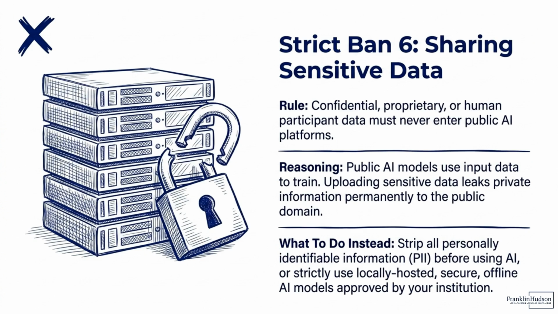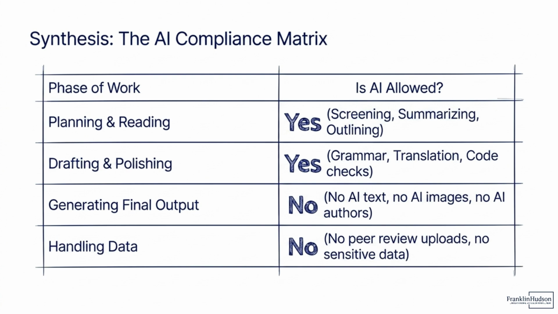Your action plan is simple. Strip all personally identifiable information, or PII, before using any AI. Or better yet, strictly use only locally hosted, secure, offline AI models that have been officially approved by Franklin Hudson's IT department. Protecting your data is protecting your research participants and your institution.